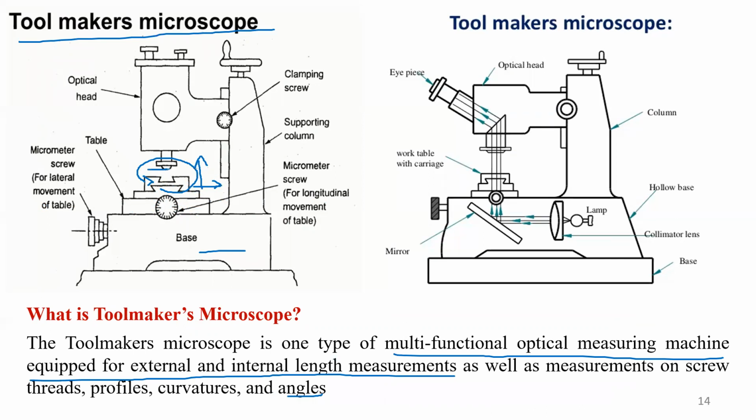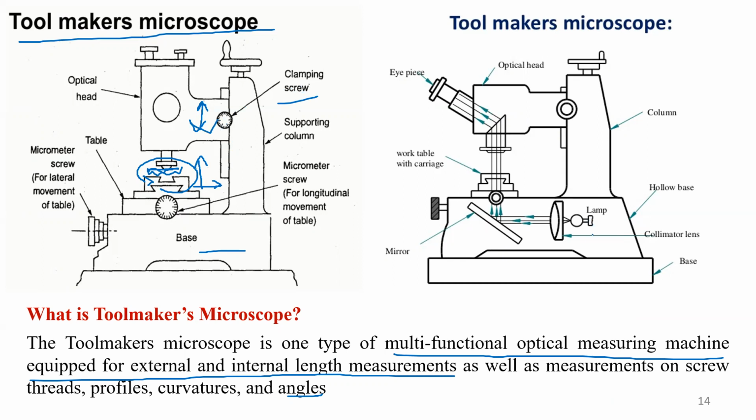So the workpiece is placed on the glass plate, which is placed on the table, and there is a projected lens in the optical head, and this optical head can be moved up and down along the supporting column, along the guideways, and you can lock it at any desired position by clamping the screw. So the required magnification is achieved by moving this optical head up and down.